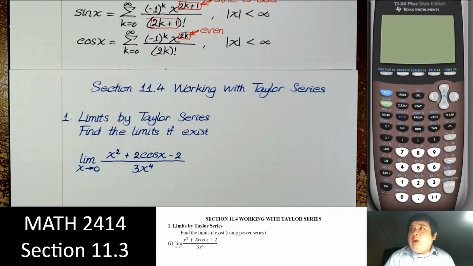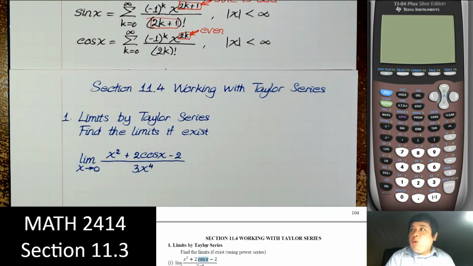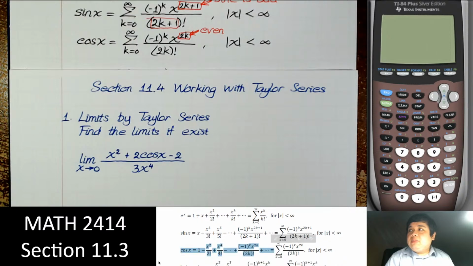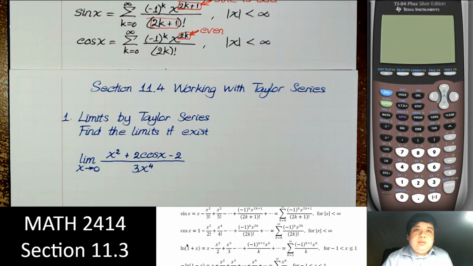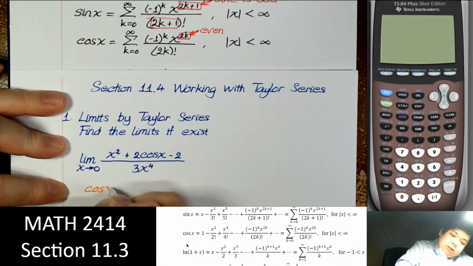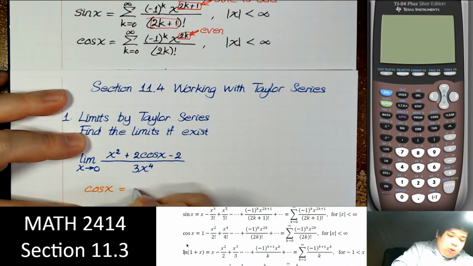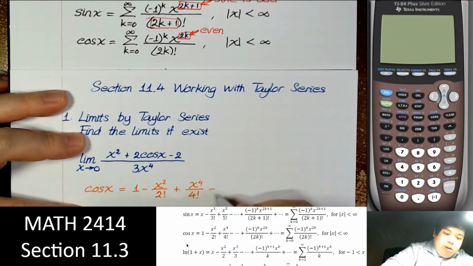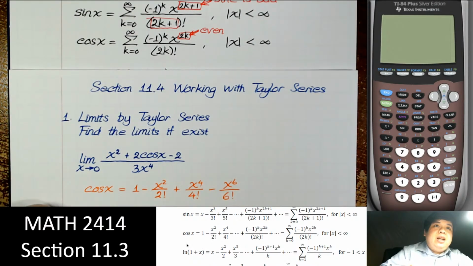So first, I'll go back and see what is the Taylor series or Maclaurin series for cosine of x. So for cosine of x, it's going to be this. Let's just write that first. Cosine of x is equal to 1 minus x squared over 2 factorial, plus x to the 4th over 4 factorial, minus the 6th over 6 factorial, and so on. So it's not that bad.